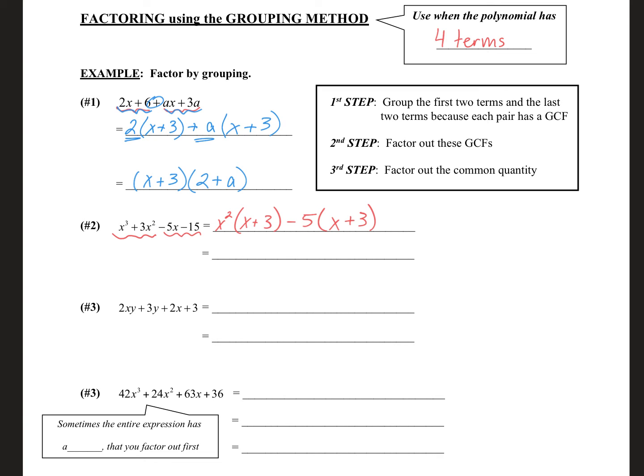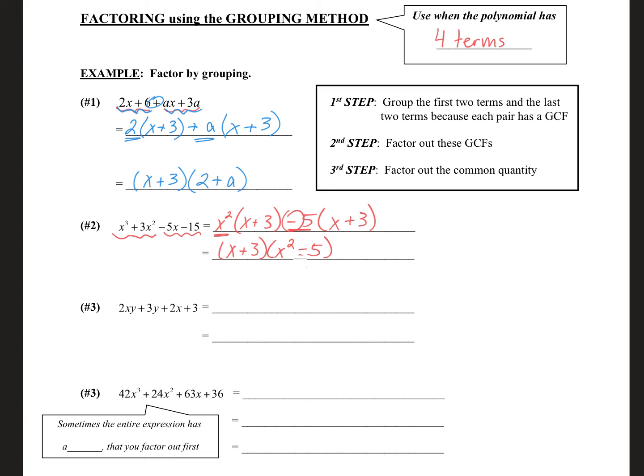As long as you did your factoring correctly, these parentheses are going to be the same. What's inside each parenthesis will be the same. Now the last step is going to be factoring out that common quantity. That common quantity here is x plus 3. So we factor that out from each term, and we're left with x squared minus 5. It's going to take the sign of whatever's in front of it. So if we're subtracting there, we're going to be subtracting down there too.